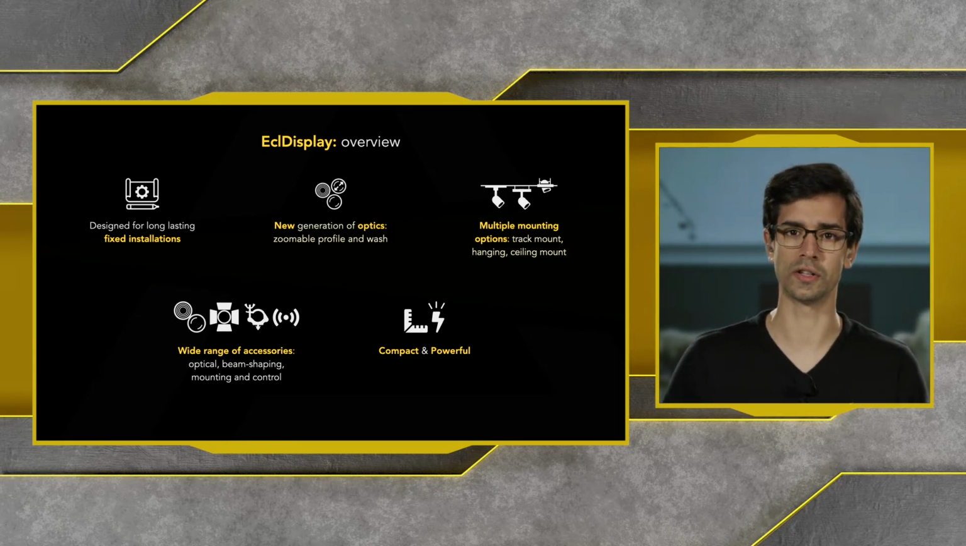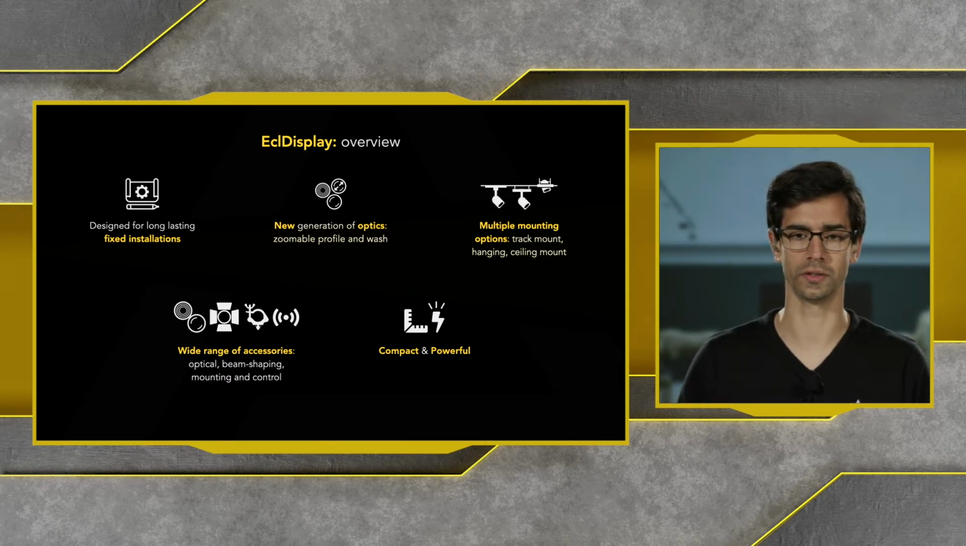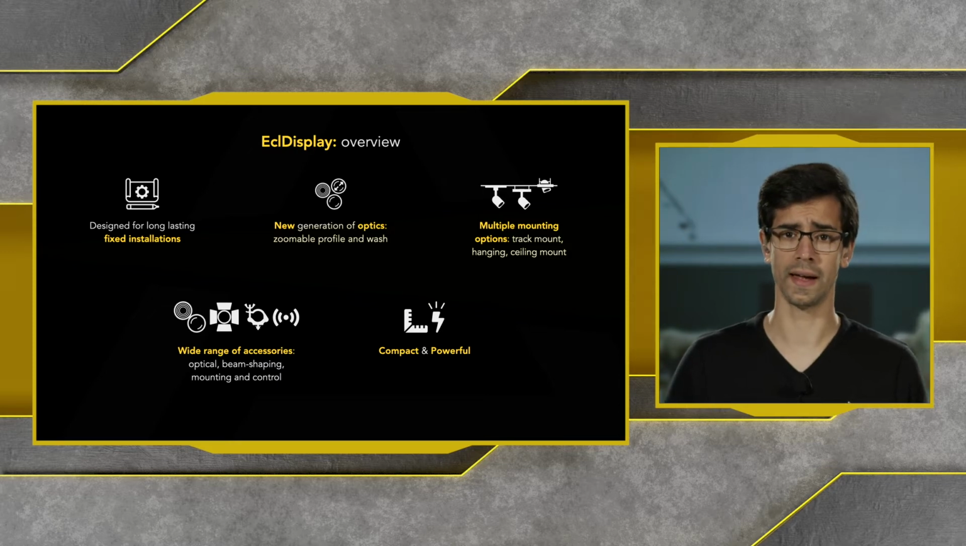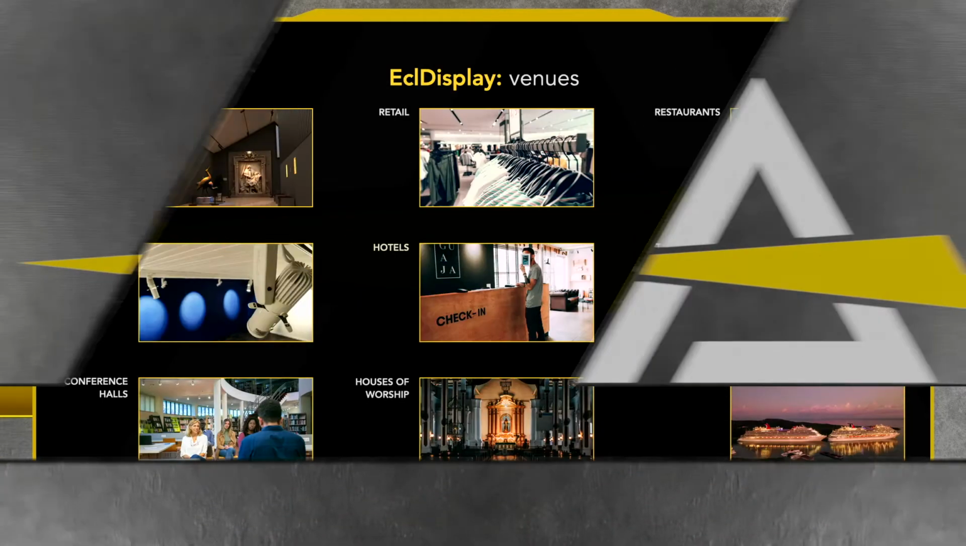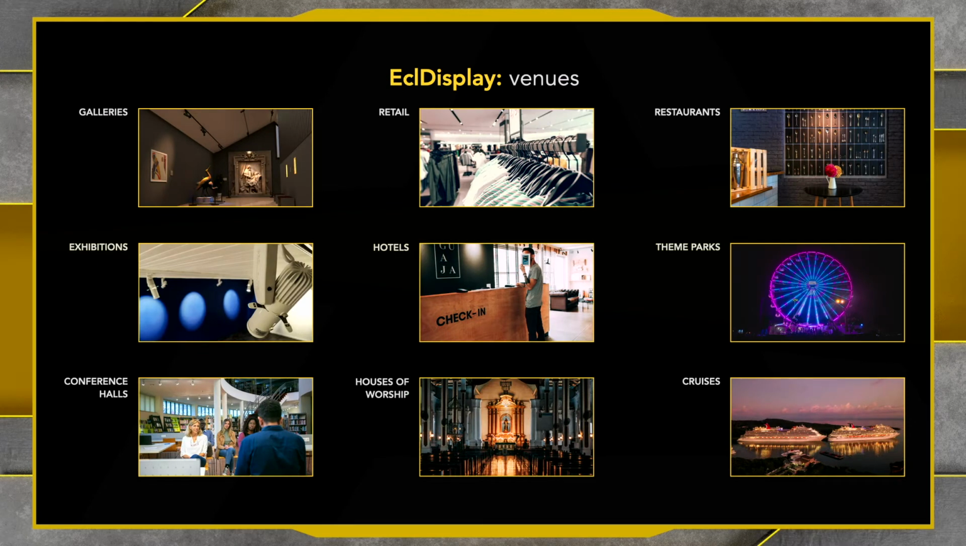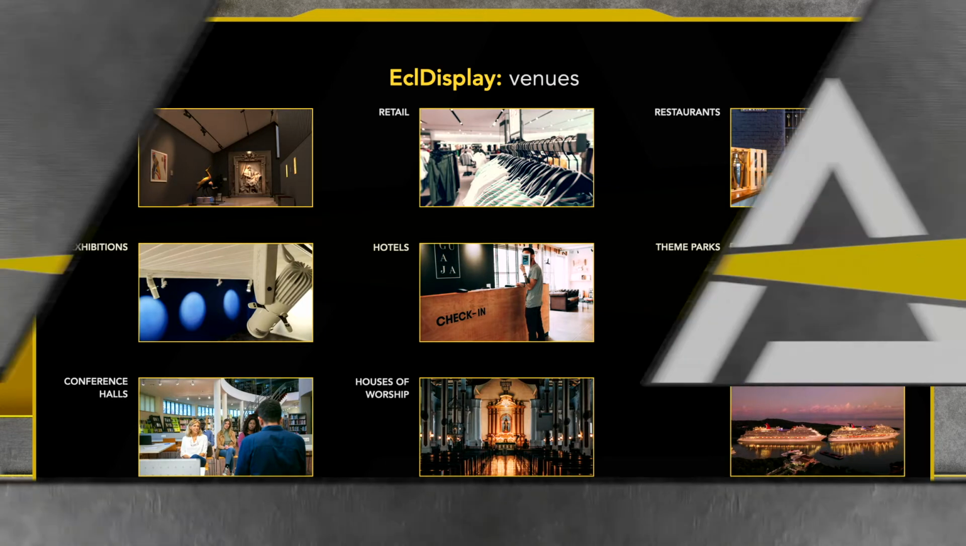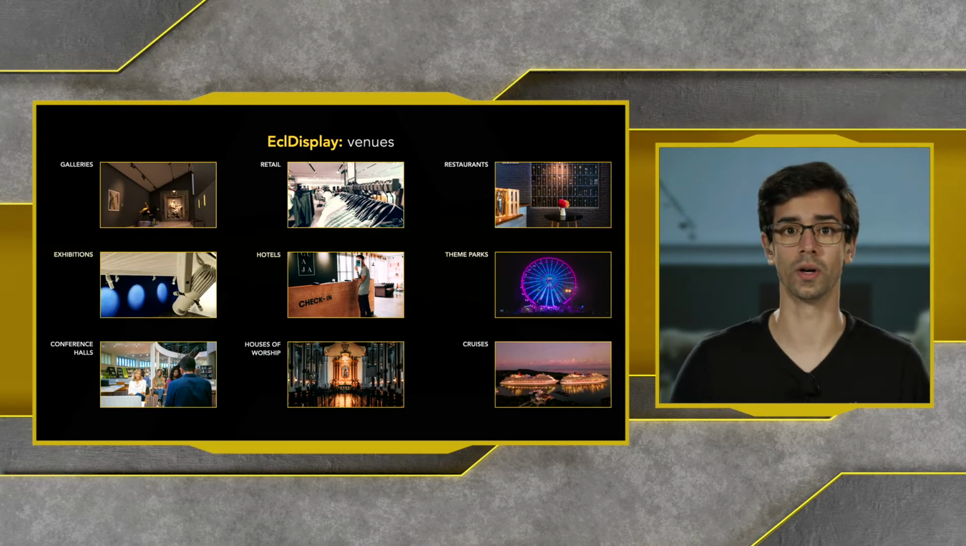Whether you're retrofitting or creating a new installation, there are many different ways of controlling these units. They're very compact and very powerful, as we'll see throughout the presentation as well. In terms of applications, we can use these units in an art gallery, in retail applications, restaurants, exhibitions and art centers, and hotels, for example, so a more retail commercial application. Or we can use them in theme parks, in indoor settings.